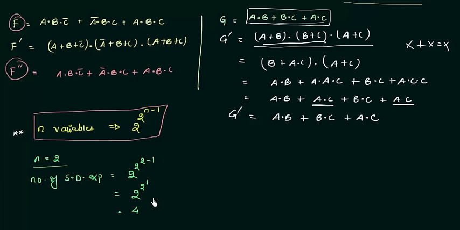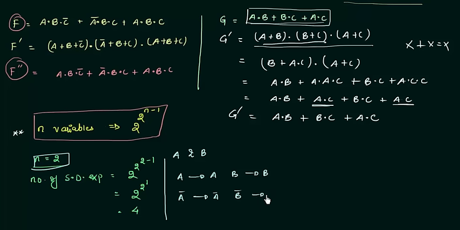Now what are these 4 self-dual expressions? If I say A and B are the 2 variables, then the first self-dual expression will be A. If we take the dual of A, we are going to have A, which is the same. And if we take the dual of A complement, we will have A complement. In the same way, B will give us B, B complement will give us B complement. So these are the 4 self-dual expressions in case of 2 variables.